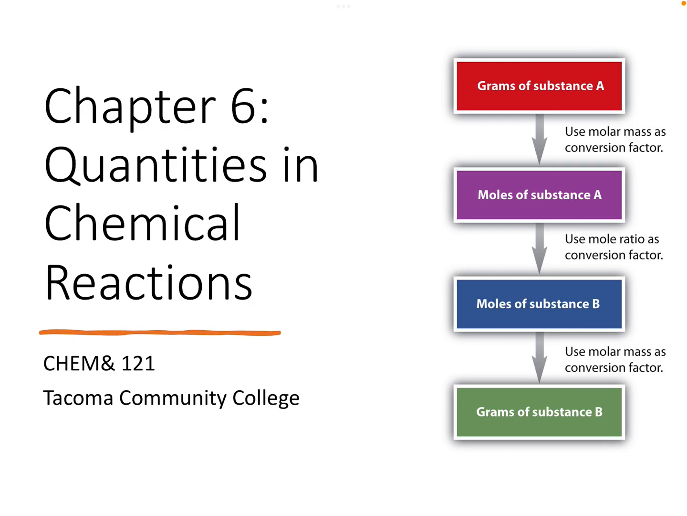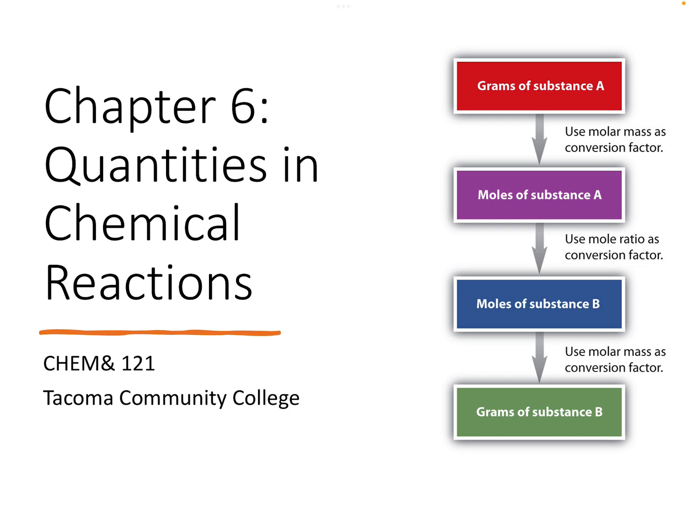Hi everyone. In this video, we are going to start chapter 6, which is all about quantities in chemical reactions. So in chemistry, there is a way to convert the mass of one substance into the mass of another substance. And this is really useful. For example, let's say we're in lab and we measure out a certain amount of reactant, and we want to predict how much product we expect to form. So we can very easily do that.